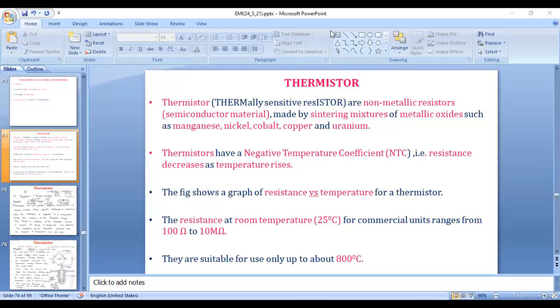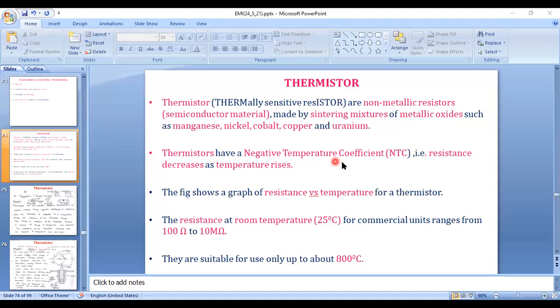Here, thermistor: thermally sensitive resistor. This is the full form, thermally sensitive resistor, or non-metallic resistors. These are not going to be metallic. This is just like a semiconductor material. It is manufactured with semiconductor material made by sintering mixtures of metallic oxides such as manganese, nickel, cobalt, copper, uranium, like that. By using these materials, thermistors are manufactured.